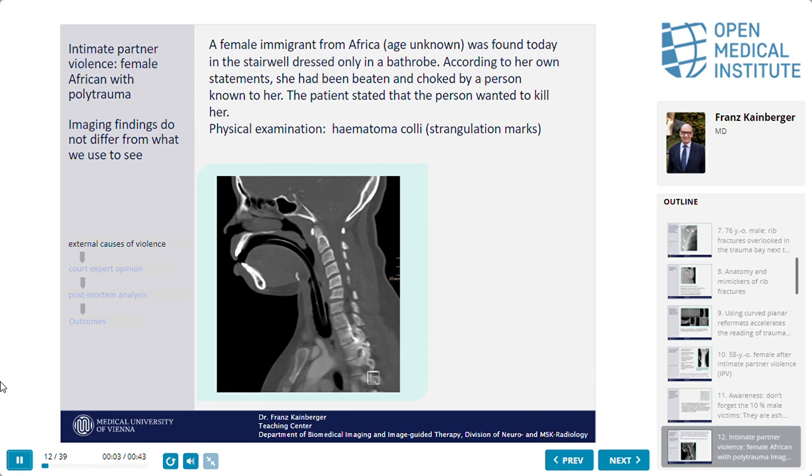This was a very easy diagnosis because the police had already taken the patient. The patient was brought to the hospital by the police and the local ambulance. This was a female immigrant from Africa, found in the stairwell, dressed only in a bathrobe, and according to her own statement she had been beaten and choked by a person known to her, who she said wanted to kill her. And if you have the story, then you know it. Here you understand the typical fractures due to hyperflexion trauma of the cervical spine. That was the abnormality found here.